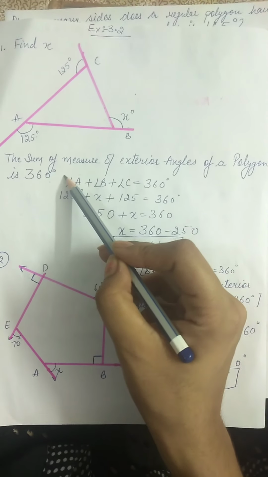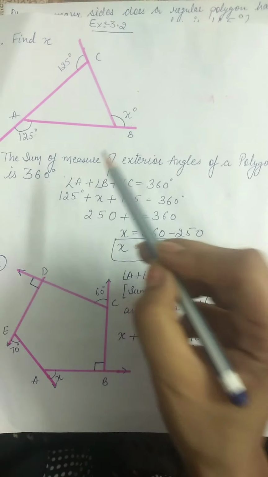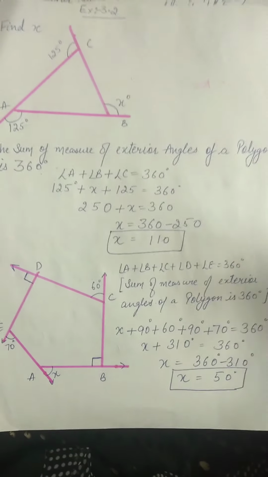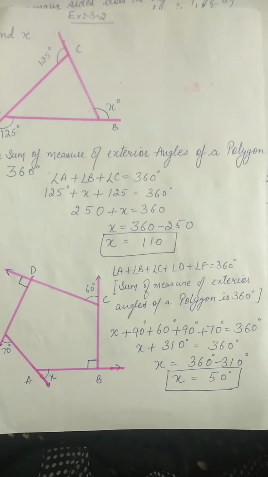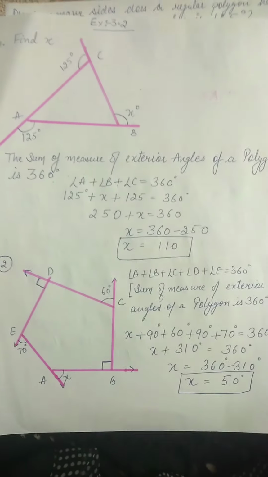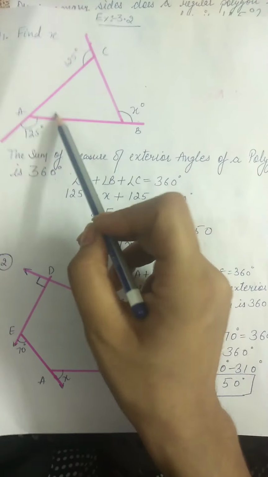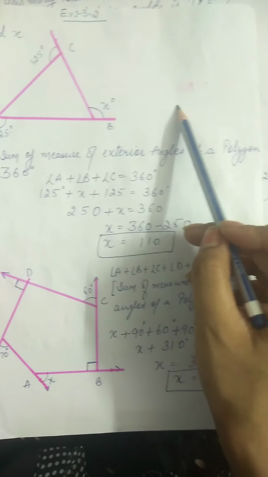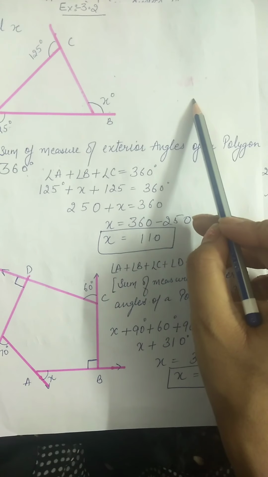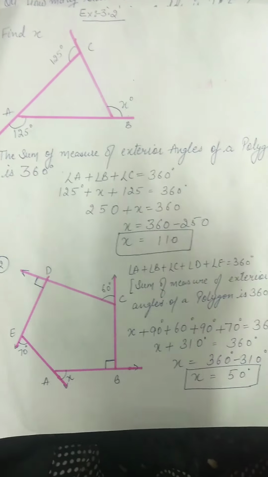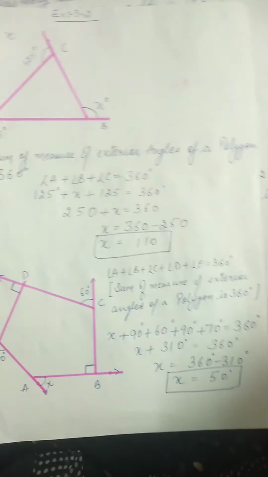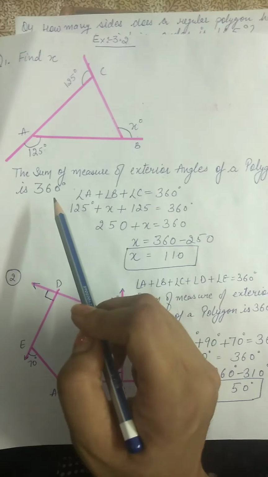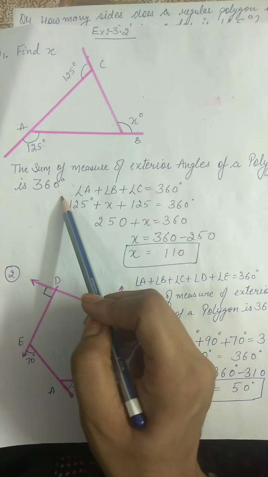But earlier we have seen that the sum of interior angles is always different for different polygons. Got it? For example, in a triangle, the sum of interior angles is 180 degrees. In a quadrilateral, the sum of interior angles is 360 degrees. So the sum of interior angles is always different for different polygons, but the sum of exterior angles is always 360.